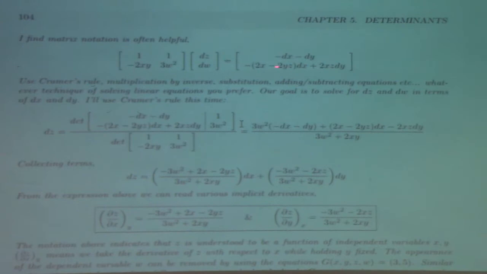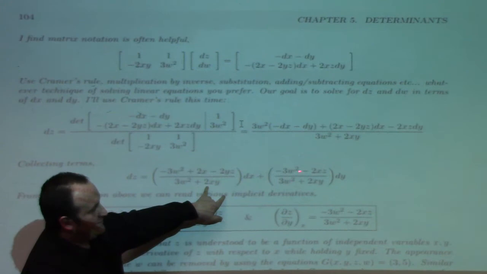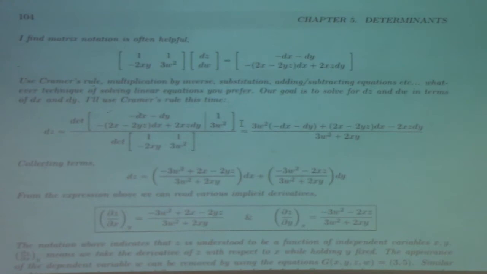So to solve for dz, I take the determinant of, see what I do? I just swap out the first column for the inhomogeneous term. Oh, I don't swap out the second column, leave it put, take the determinant, bam, that's dz. Then the neat thing is the meaning of the coefficients: that is exactly the partial derivative of z with respect to x holding y fixed. This is the partial derivative of z with respect to y holding x fixed. And so I can calculate partial derivatives by Cramer's rule in this sense.